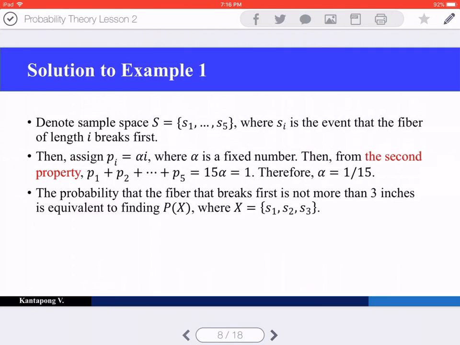So, the question is, what is the probability that the fiber that breaks first is not more than 3 inches? That means we are going to find the probability measure of X, where X is the set of S1, S2, and S3. So, P of X is P1 plus P2 plus P3, because each of the elements is an element of the sample space, and surely these are disjoint. Okay? So 1 over 15 plus 2 over 15 plus 3 over 15 is 6 over 15, which is 2 over 5.